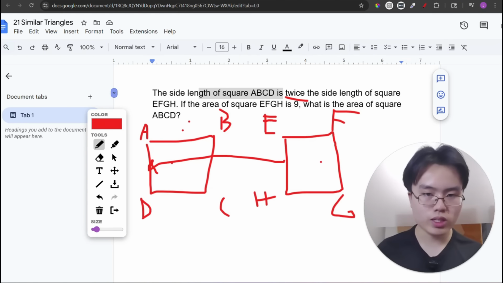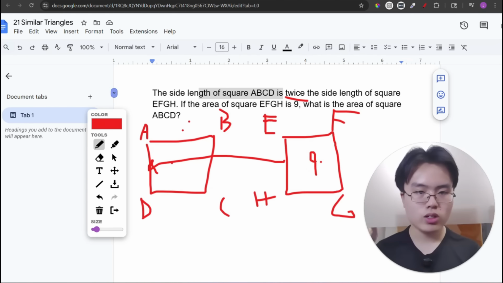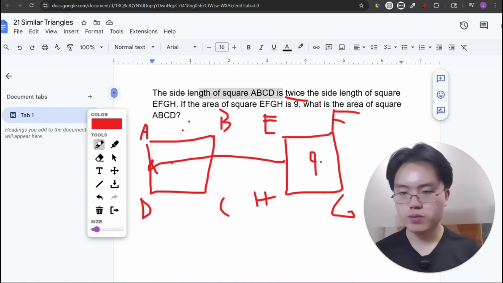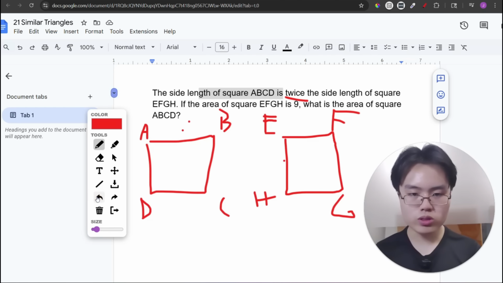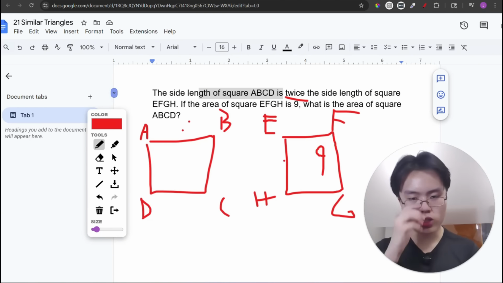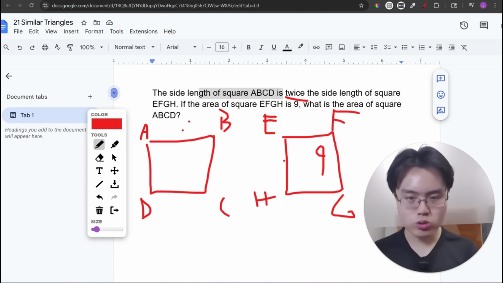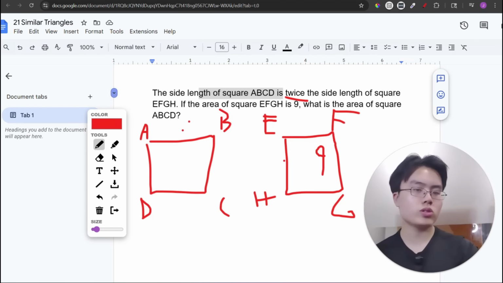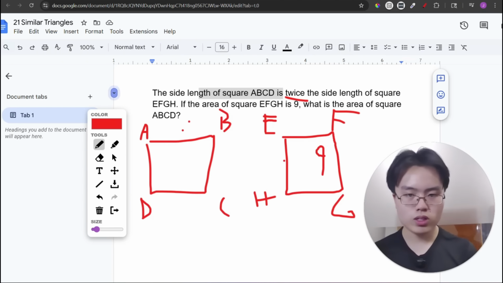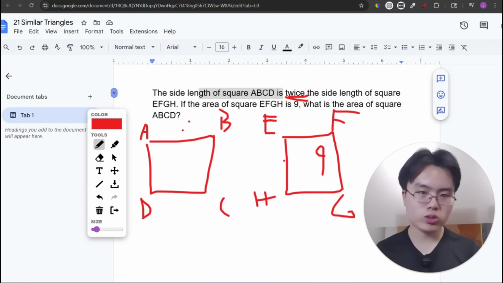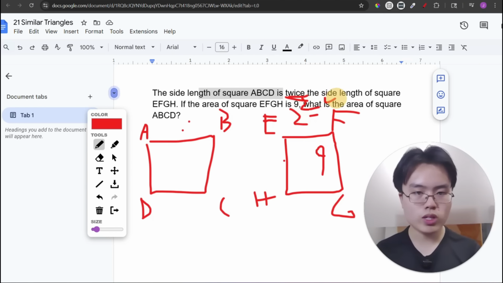If the area of square EFGH is 9, what is the area of square ABCD? So how do we solve this question? It's simple, right? We know the proportions, just like what we did before. We know the proportion between the two squares of the sides. So if we want to go from the proportion between the sides to the proportion between the areas, we square it. So now let's square the scale factor. Now we go 2 squared, which is 4.